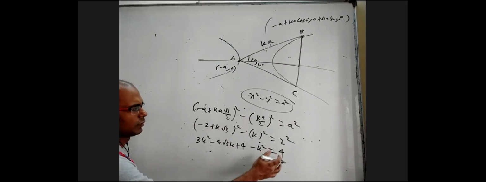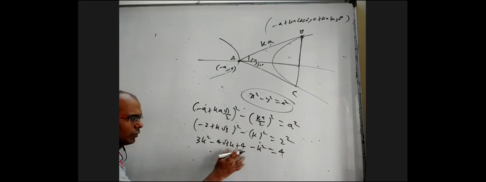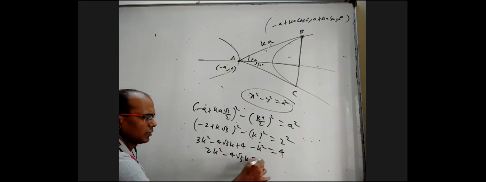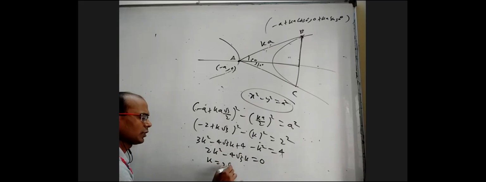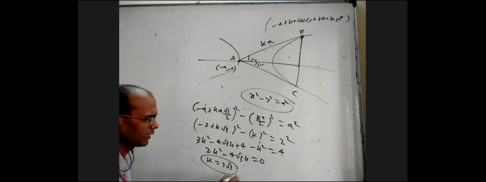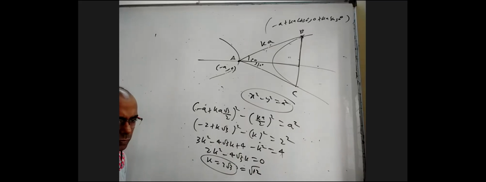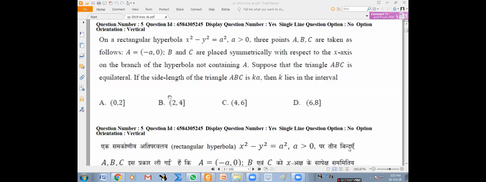Now the constant is getting cancelled, so it is not a quadratic also. Not a quadratic, but it will get easy. So 4 and 4 cancel, and we'll get 2k square minus 4 root 3k equals 0. So k equal to 2 root 3. So you're able to get the exact value, which is root 12, which is between 3 and 4, which is between 2 and 4, option B. It's definitely not more than that.